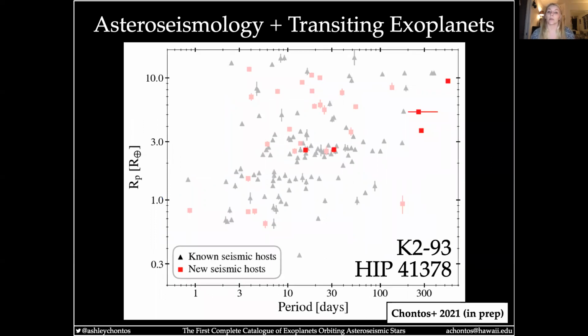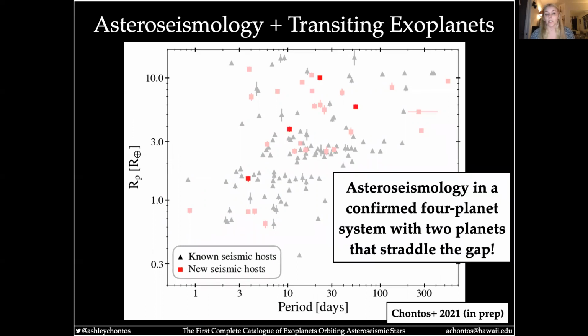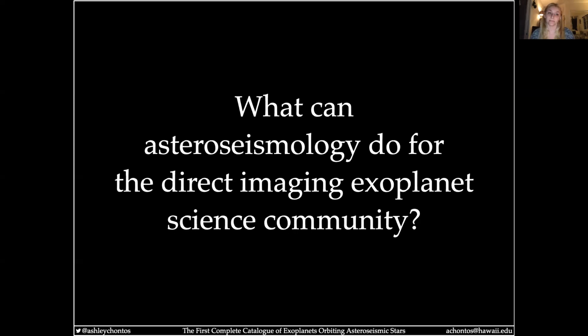All right, so going back to our new seismic hosts, I wanted to flash maybe one more system as a teaser. This is another multi-planet system, which has 4 confirmed planets, and 2 of these planets straddle the gap. Furthermore, we have lots of new RVs to add to our analysis to provide better constraints on the densities for these diverse planet types, and this is a great test bed for testing planet formation and evolution scenarios.